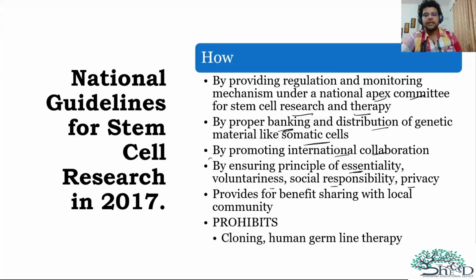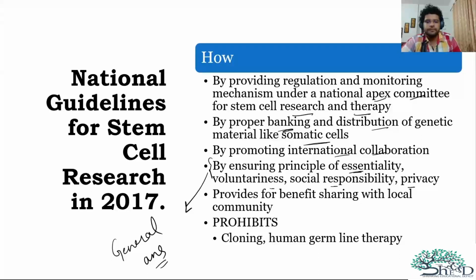So this can again be a general answer. This can be a framework: essentiality, voluntariness, social responsibility, and privacy. Right? Now, the principle of essentiality might be new for you. Voluntariness basically means you will not force people. Social responsibility means you will not capitalize or have crude capitalism. Privacy, obviously, you know what it means. So the principle of essentiality, what does it mean?